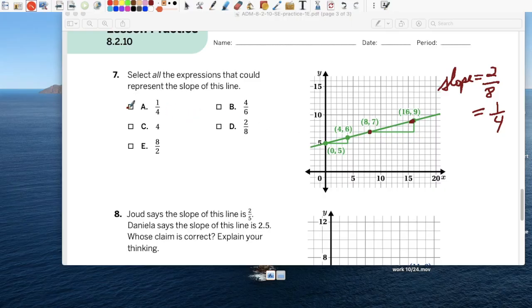So obviously this one. 4 is not the same as 1 over 4, so no. 8 over 2 is not the same as 1 over 4, so no. 4 over 6, absolutely not. But 2 over 8 can be reduced. It is the same as 1 over 4, so that's a check.